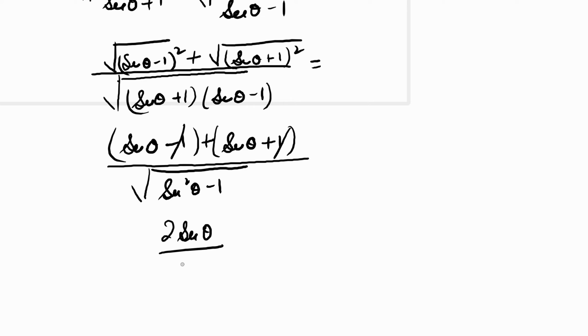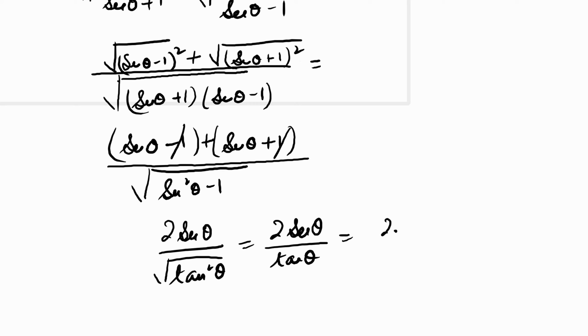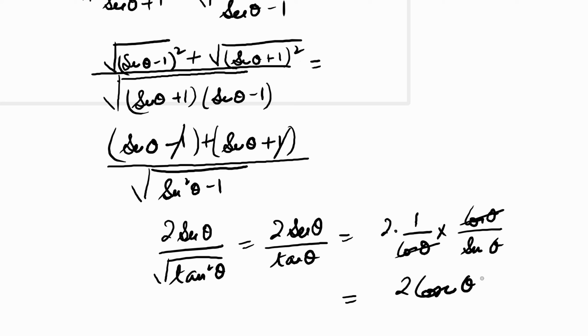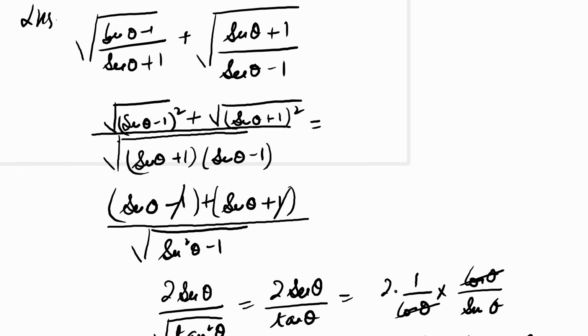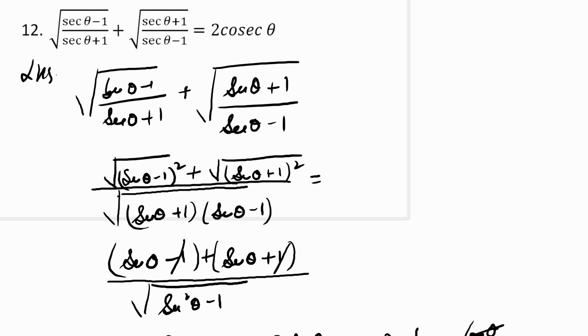Sec square theta minus 1 is under root tan square theta. It will become 2 sec theta upon tan theta. Sec theta is 1 upon cos theta and tan theta is sin theta upon cos theta. So it will cancel out and we will get 2 upon sin theta. This is 2 cosec theta. This is the right hand side that we had to prove. We had to prove that this was 2 cosec theta.